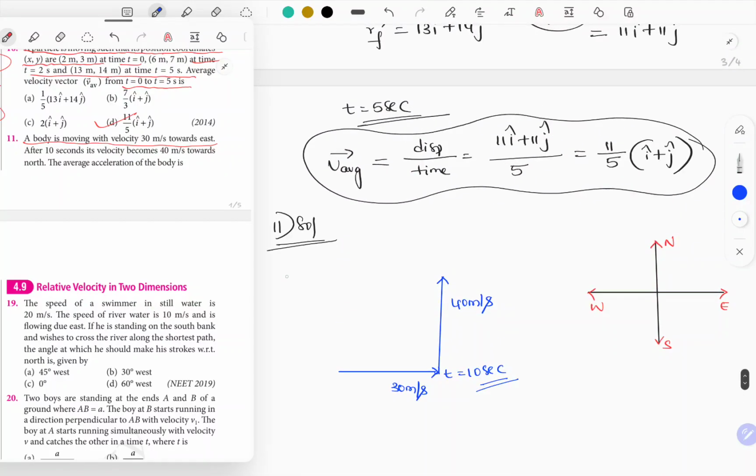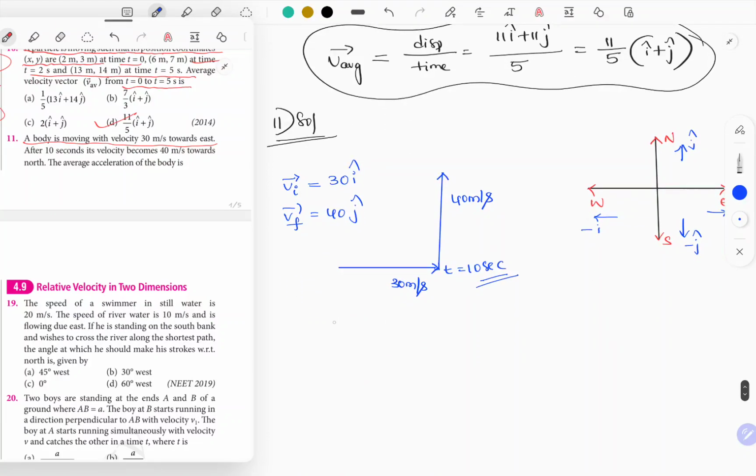Now let me represent it in the form of vectors. Initial velocity is 30 i cap. What about final velocity? It is 40. Let me consider this as i cap and this as minus i cap, north as j cap, south as minus j cap. This is the reference direction I'm going to follow. So it is north direction, so it is 40 j cap. They're asking average acceleration. What's the formula for average acceleration?